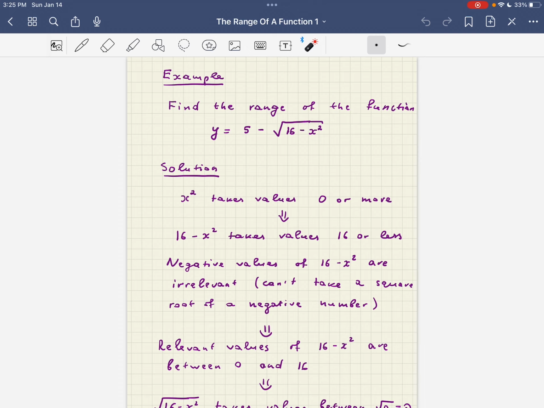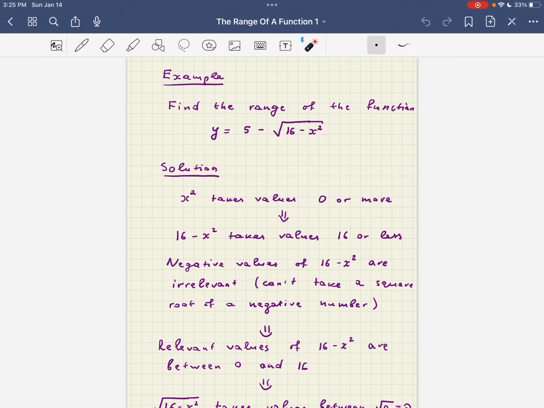first we think about the possible values, in other words the range of the term x squared. A number squared can only be 0 or more. A squared number cannot be negative. So we conclude that x squared takes values 0 or above.